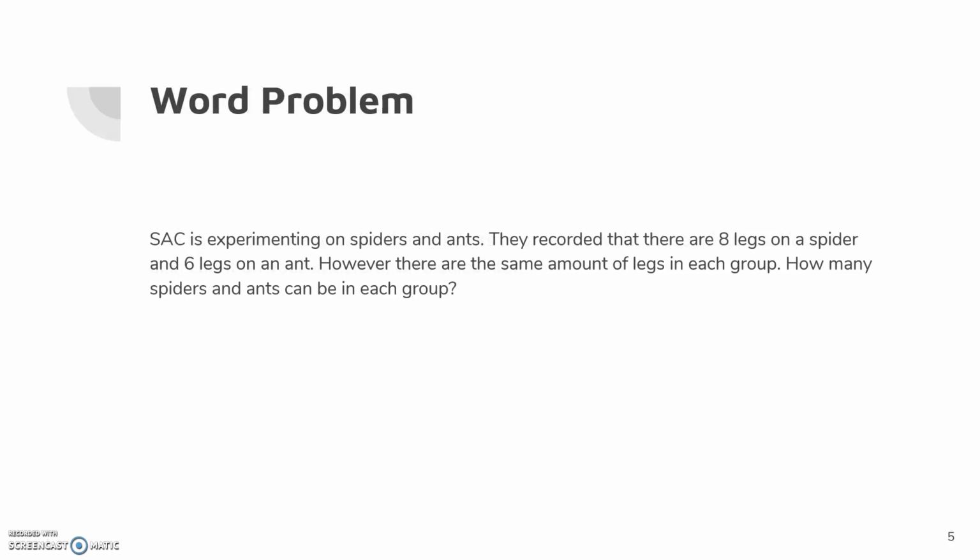Let's do a word problem. Zach is experimenting on spiders and ants. They recorded that there are 8 legs on a spider and 6 legs on an ant. However, there are the same amount of legs in each group. How many spiders and ants can there be in each group?